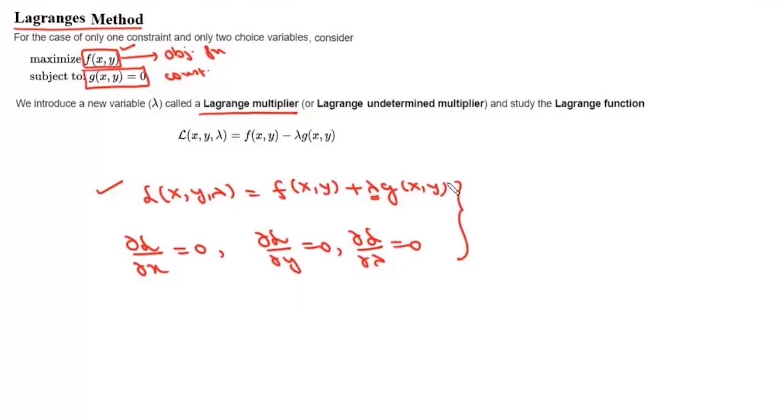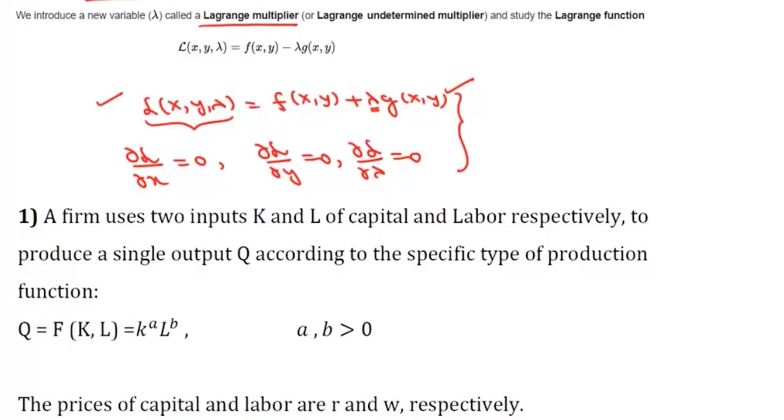Basically, once we have defined this function in terms of x, y and lambda, we can use multivariable calculus to find maxima and minima for this Lagrangian function. All the concepts we have studied in multivariable calculus, like the Hessian matrix, will come in handy in this situation. I'll provide the link to the multivariable calculus playlist in the description below. Now there are numerous applications of Lagrange's method.